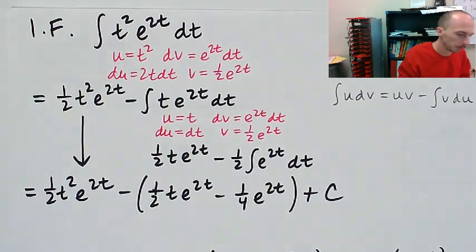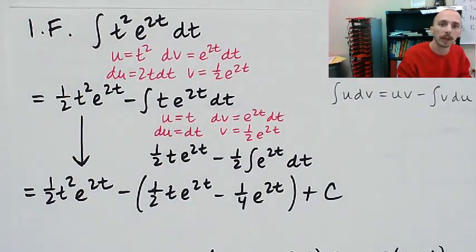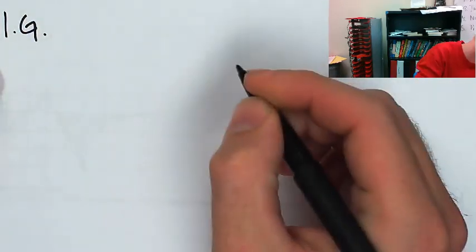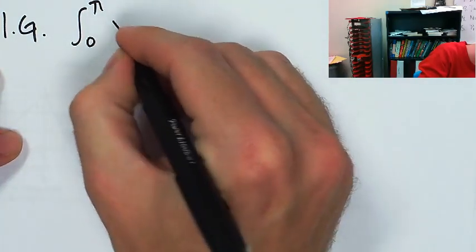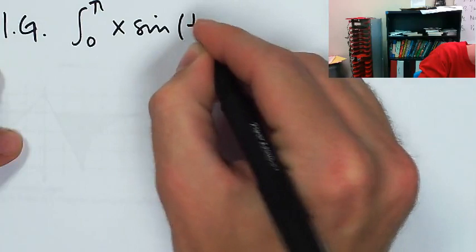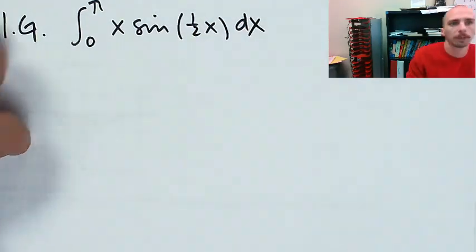All right, that was our nice first set of indefinite integrals. Now we're going to switch over to do some definite integrals, and those are pretty much exactly the same. So for 1g, the integral from zero to pi of x sine half x dx.